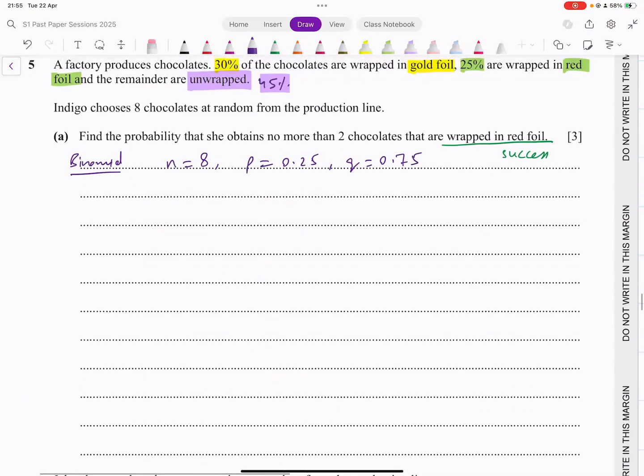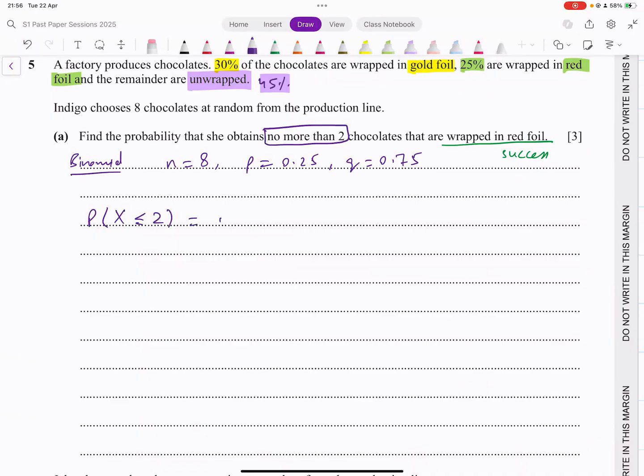Probability that she obtains no more than 2. How do you write that as an inequality? No more than 2. Is 2 possible? Yes, 2 is possible. More than 2 is not possible. So it could be either 0 or 1 or 2, right? That will be no more than 2. So you'll say it's x less than or equal to 2.